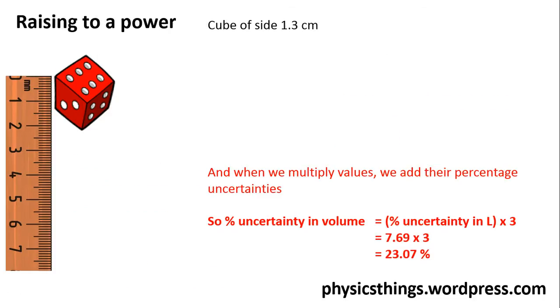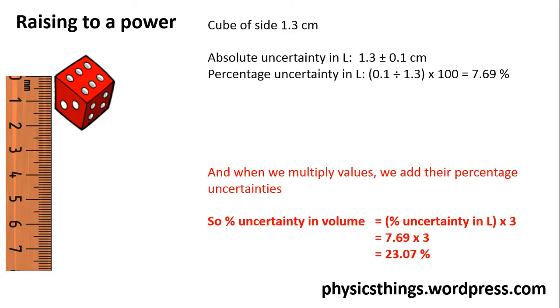Finally, if we look at raising to a power, if you imagine that you are trying to work out the volume of a cube, and this cube here has got sides of length, let's say 1.3 centimeters long. Now the absolute uncertainty in the length is 1.3 plus or minus the precision of my ruler, 0.1 centimeters. The percentage uncertainty in L therefore is my absolute uncertainty divided by my reading multiplied by 100 to give me 7.69%.